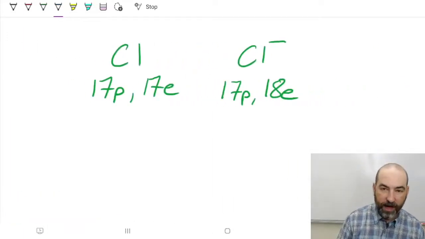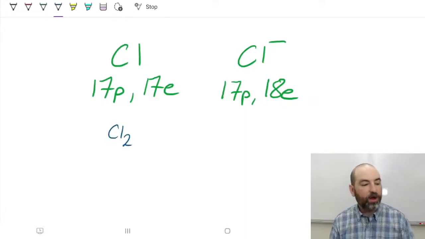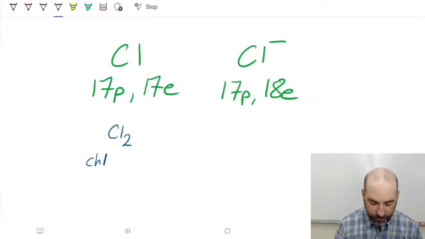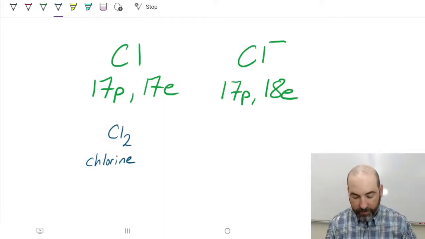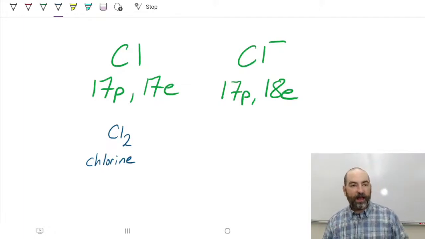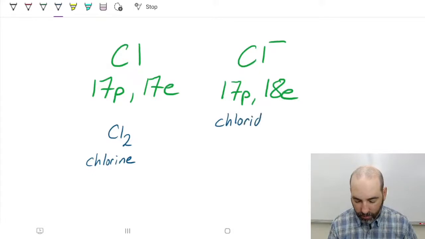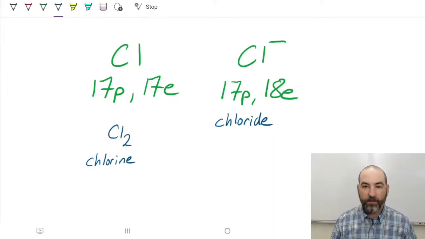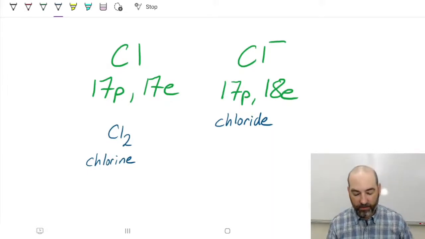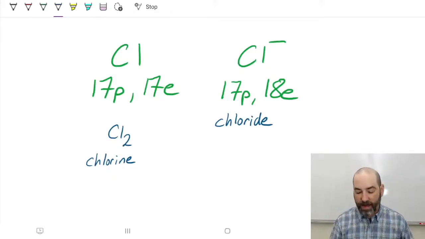Chlorine, the neutral atom, actually doesn't exist as individual atoms like that. Usually it's Cl2, but that's chlorine, which is a gas, a poisonous, greenish gas. And then chloride is the ion that's part of sodium chloride, that's in salt. So you'll notice some ions change their name when they go from the atom to the ion. Chlorine is the molecular or the atomic compound, and chloride is the ionic version.